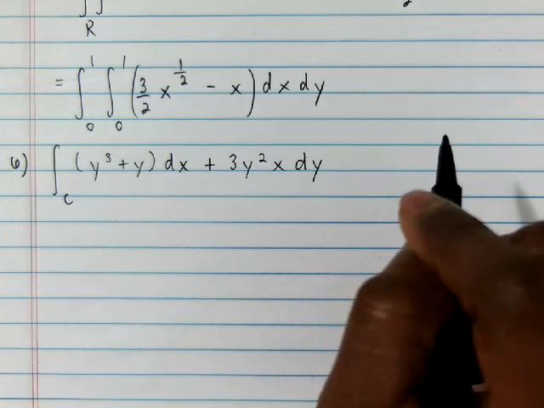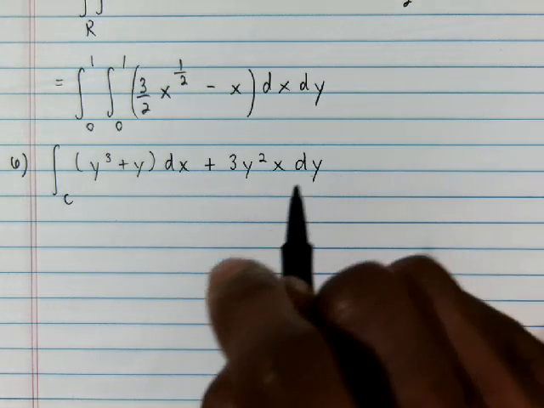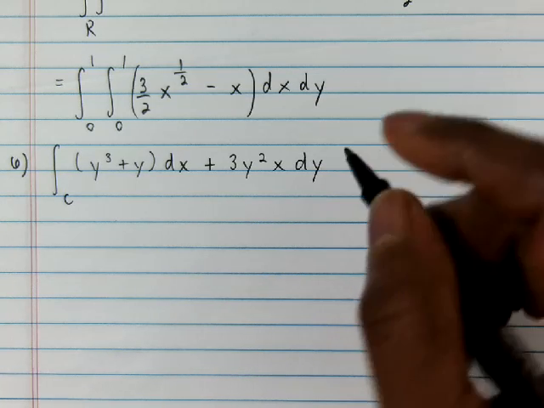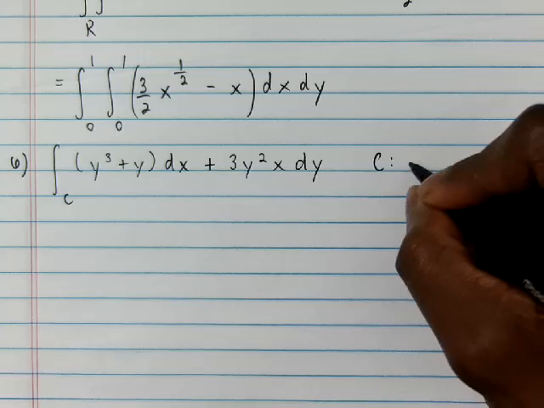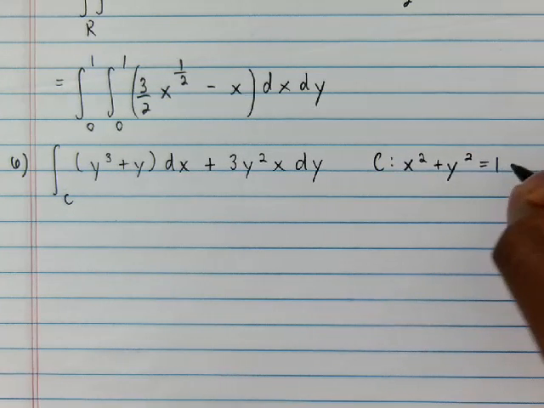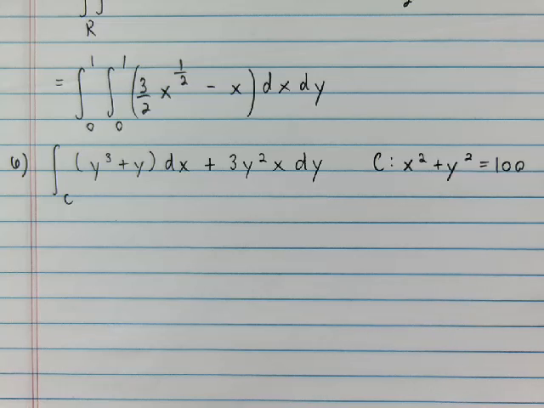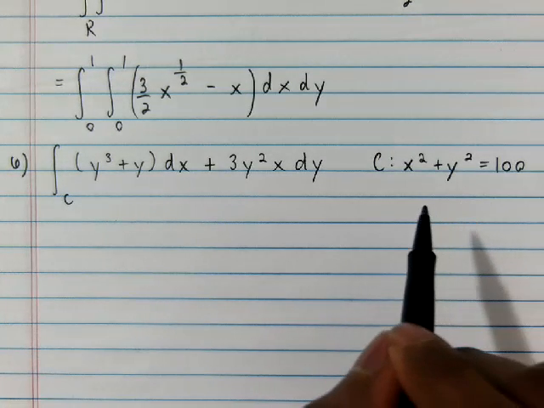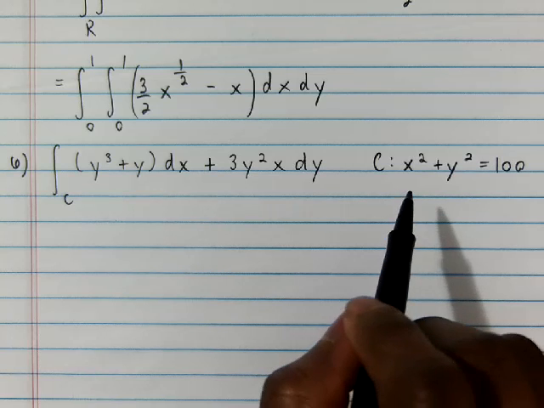All right, and they said our C is the circle x squared plus y squared equals 100. So another thing to keep in mind, it has to be a closed curve C. If it's not a closed curve C, we can't use Green's theorem. You would just have to evaluate the line integral directly. All right, so we'll just talk about how you would evaluate this line integral directly if you had to, even though we're told not to.